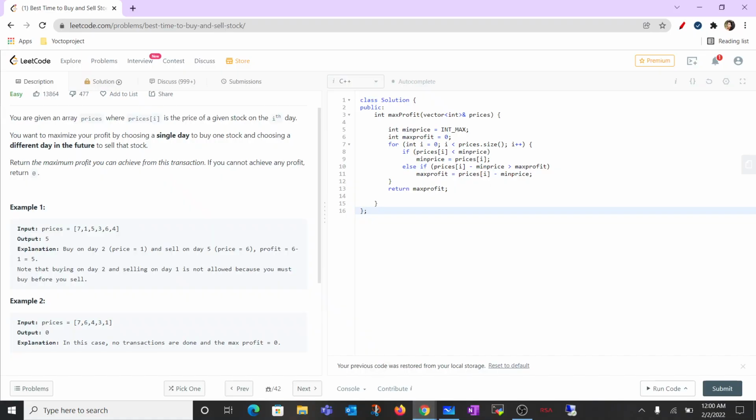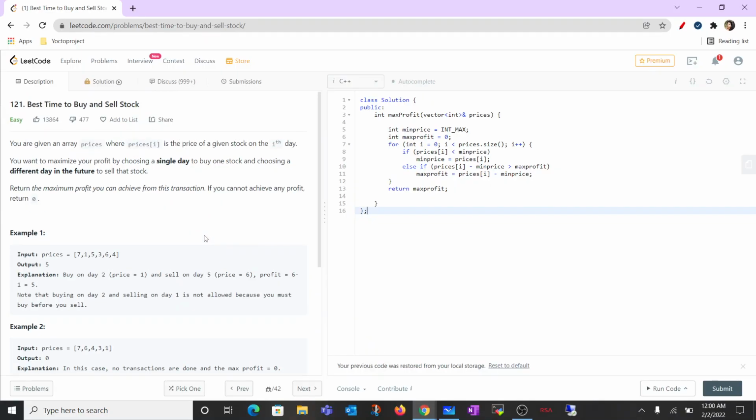Hello everyone. So today we are going to do the Leetcode daily challenge: Best Time to Buy and Sell Stock.